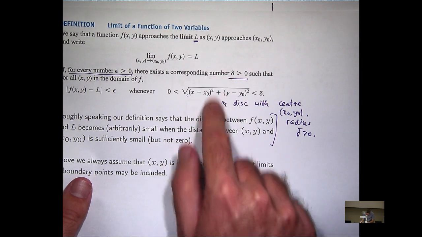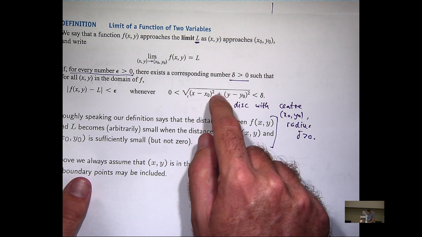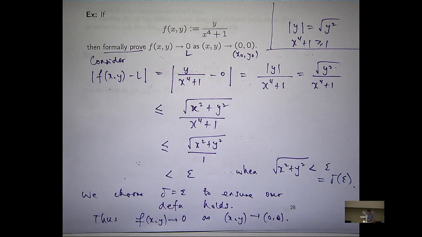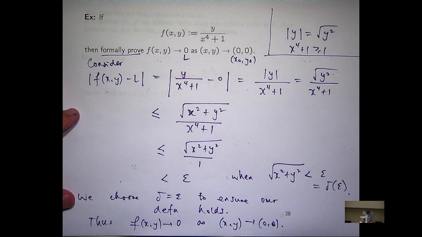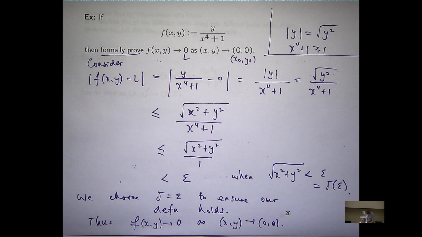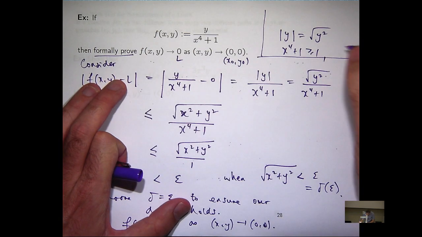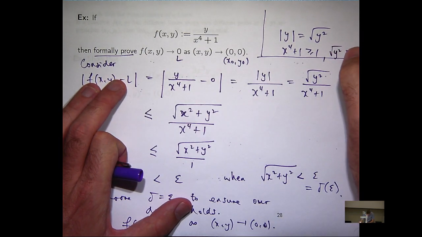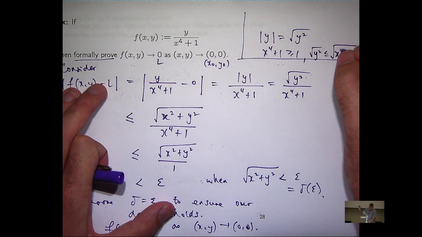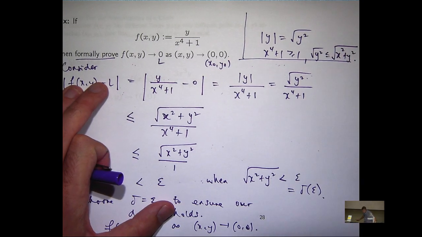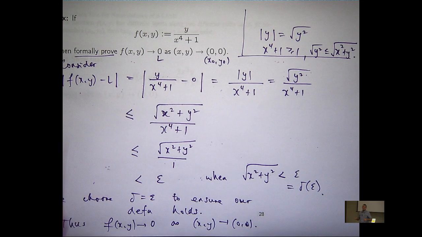Luckily for us, the x naughts and y naughts are 0 in these examples, so the algebra is not, it could be worse. Any other questions? So I guess if you want to write down something else, you would have x squared is less than or equal to that. Any other questions? Okay.